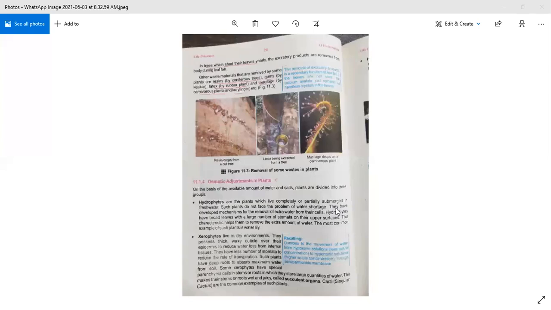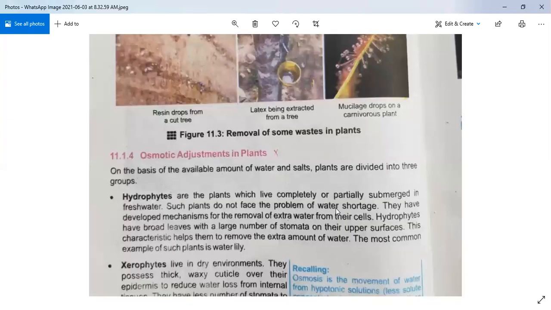So this topic has ended. I have told you the three steps. So what are these three steps? First, when there is homeostasis in plants, the plants remove extra carbon dioxide and oxygen. Secondly, they remove extra water from their body, and third, they remove different metabolic wastes from their body. Okay, I hope you understand it.